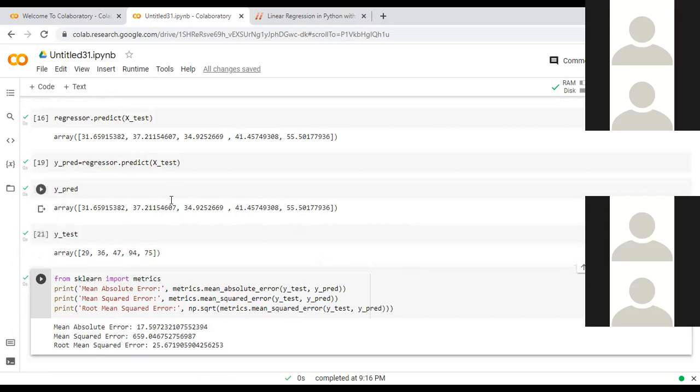I'm comparing these two values and I'm getting these errors using this import metrics library, importing from metrics. I'm calculating the possible errors of my model. So these are basically the errors which are calculated with respect to the predicted value and the actual value. That is, y test is the actual value and y pred is the predicted value, and I'm getting these three types of errors.